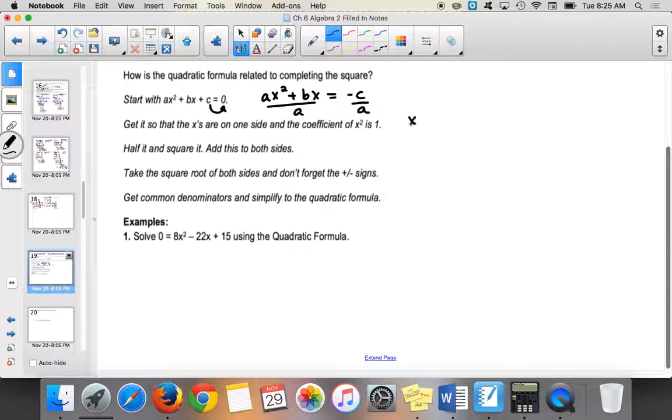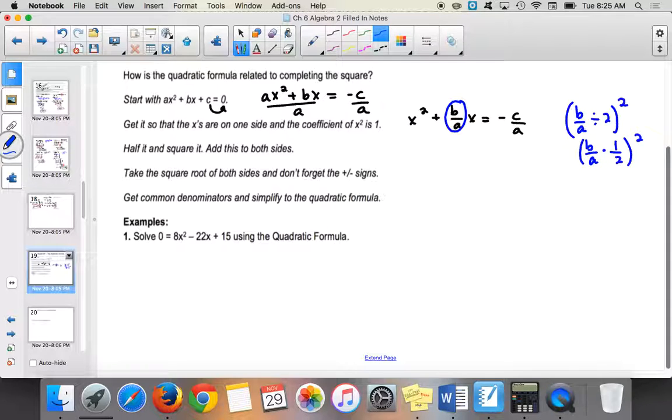So when we do that, we have x squared plus b over a x equals negative c over a. So when we complete the square, we do what we call halve it and square it. So we take the b term, we divide it by 2, and we square it. Okay, so we're going to take the number that's in front of our x, divide it by 2, and take that result and square it. Okay, so when we do this, Zach, you good? So we're going to do b over a times 1 over 2, squared. So we're going to get b over 2a squared.